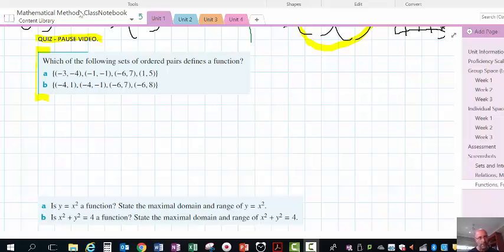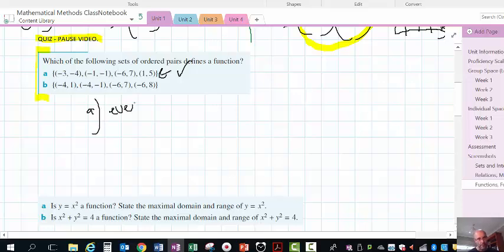Now that you've had a chance to write your answers down, and they should go in your notes, let's have a look at the answers. For the first one, every x value is different, and that's fine. It is a function because it suits the definition. So every x value has a different corresponding y value.